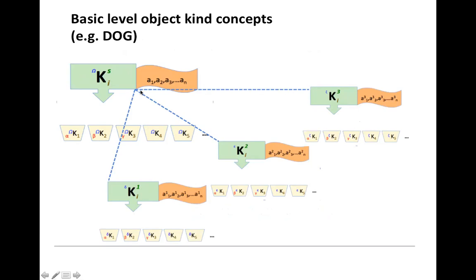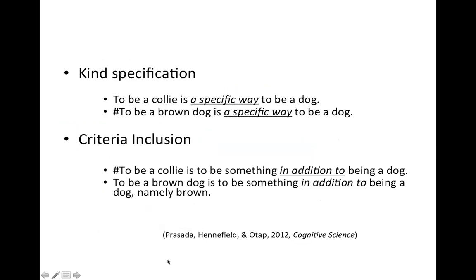Okay. So that suggests that there's a kind of relation represented between different kind representations, and we need to distinguish those from the class inclusion relations that one might have between the members of different classes. And some evidence for this comes from an experiment in which we gave participants statements that involved a kind specification relation between kind terms.